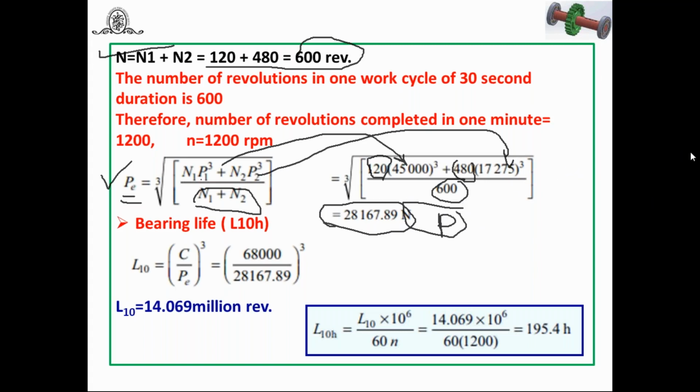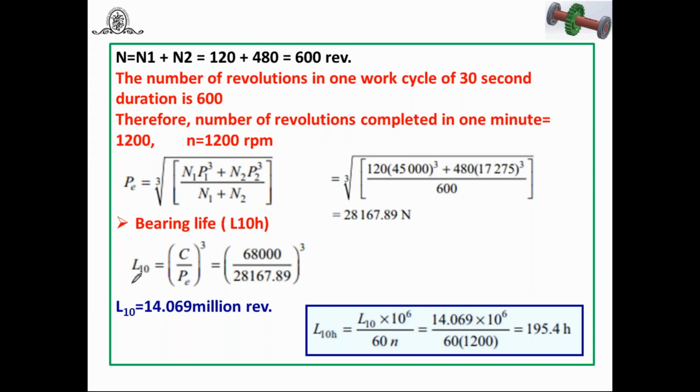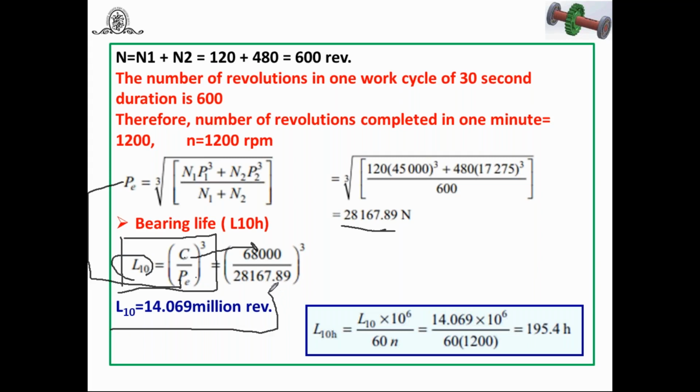It's okay. Now what we have to do? You have to calculate the bearing life in hours. You know very well the load-life relationship here. L10 is equal to C upon P raised to Q. P is already calculated using this expression of cyclic load. C is also given in the problem statement. So what is the main problem here? The L10 that you have to calculate. So directly you will get L10 here, in million revolutions.